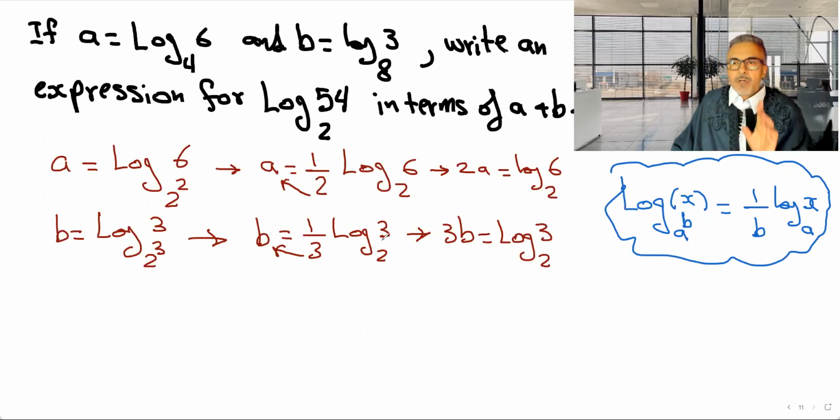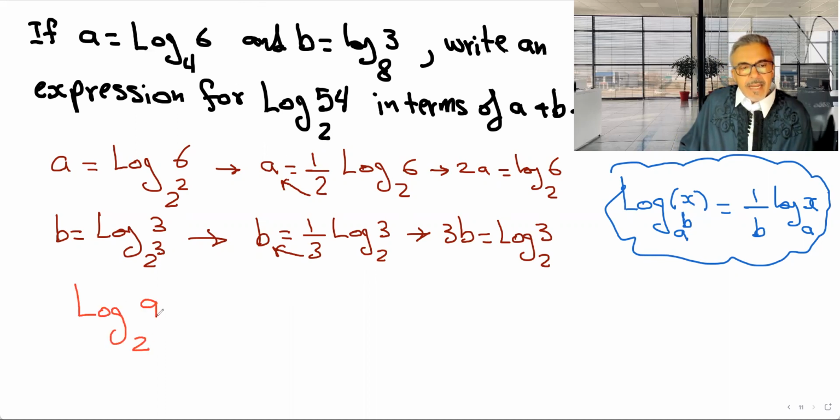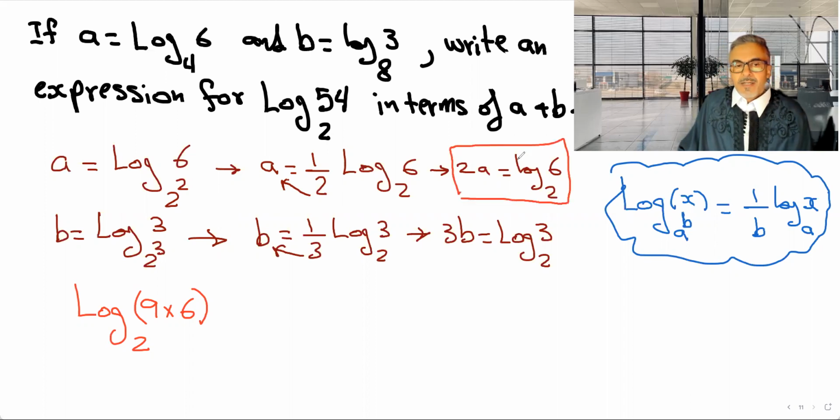Are you exhausted yet? Because if you are, you haven't finished the question. This is the question they wanted in terms of a and b. So what I'm going to do to the log base 2 of 54, I'm going to write it as log base 2 of 9 times 6. Now you could ask me, why did you do 9 times 6? Well, because I have this right here, it's log base 2 of 6, and I have this right here, which is log base 2 of 3. I could manipulate the 9 and get a 3 out of it.